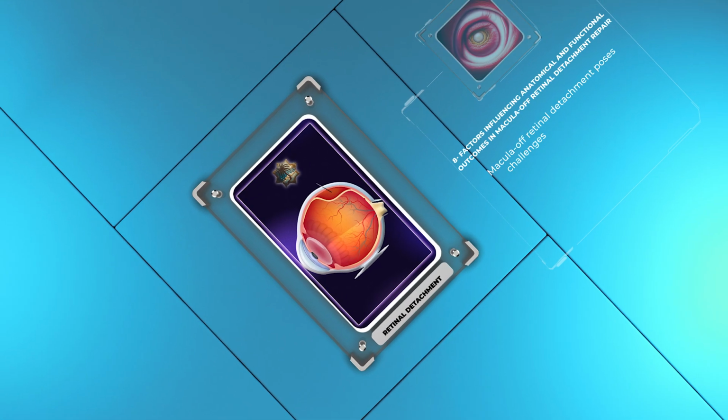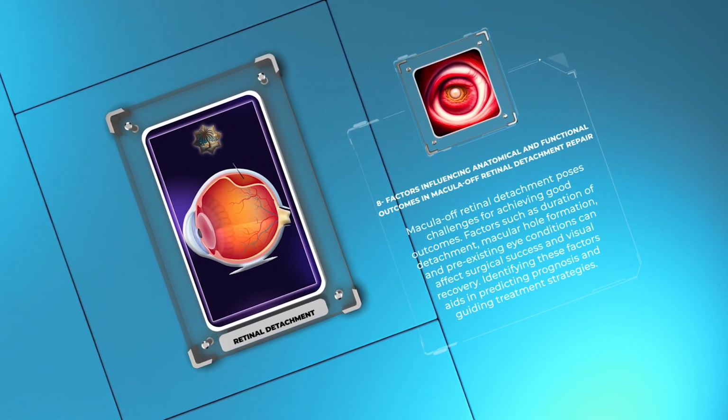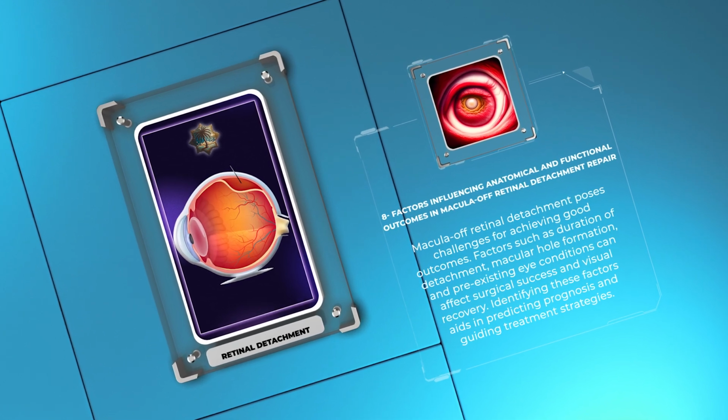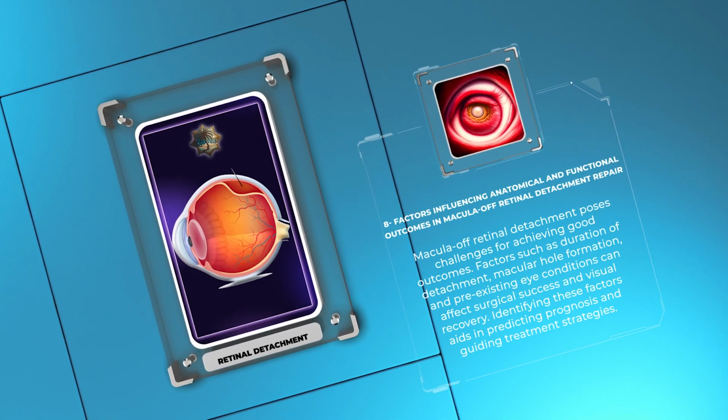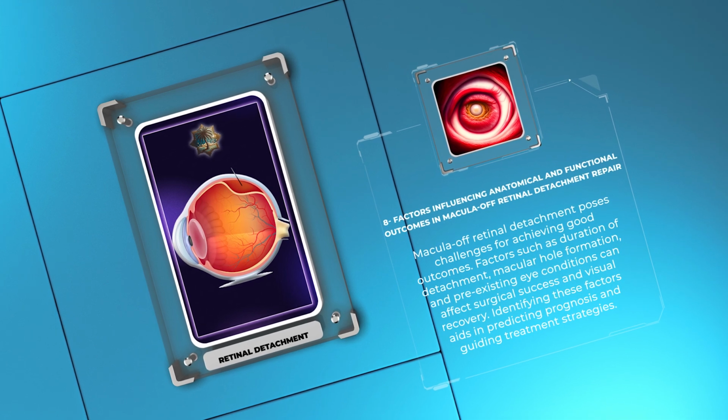Macula off retinal detachment poses challenges for achieving good outcomes. Factors such as duration of detachment, macular hole formation, and pre-existing eye conditions can affect surgical success and visual recovery. Identifying these factors aids in predicting prognosis and guiding treatment strategies.